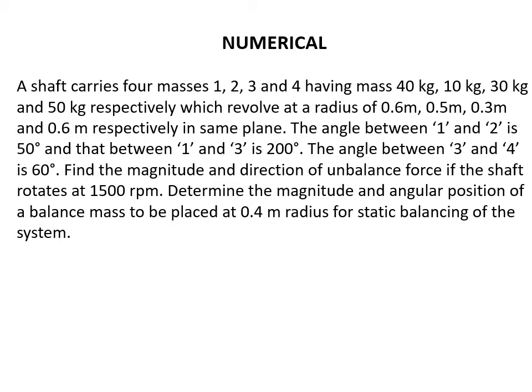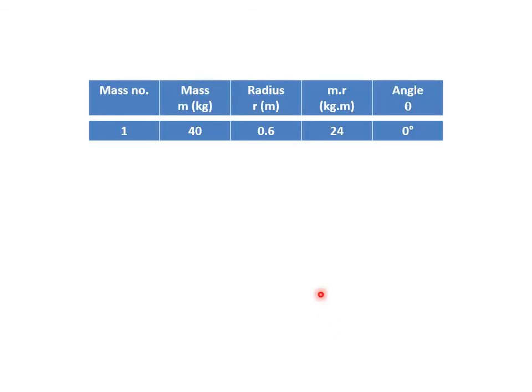The first step that we take is to make a table. This table will have 5 columns. The first column is the mass number, the second column is the mass value in kg, the third column is the radius at which the mass is placed, the fourth column is the product of mass and radius, m into r, and the fifth column is the angle of the vector. So mass number 1 is 40 kg at a radius of 0.6 meter. The MR becomes 24. The angle is taken as 0 degrees.